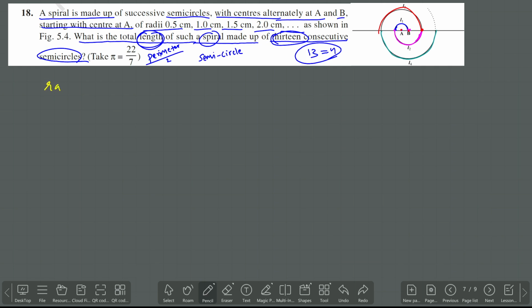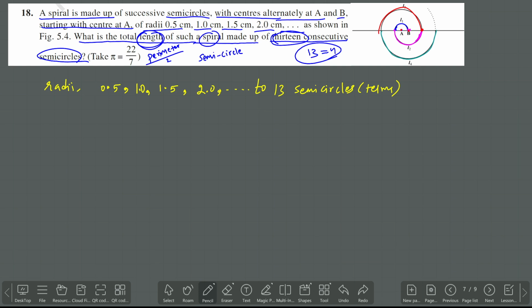First, I'm writing the radii. First 0.5, and what is it? 1. Next 1.5. Next 2 centimeter. That is here 1.0, here 2.0. And it's going on till 13 terms, 13 semicircles. Okay, you write 13 semicircles, or in a bracket you mention 13 terms, as an AP.